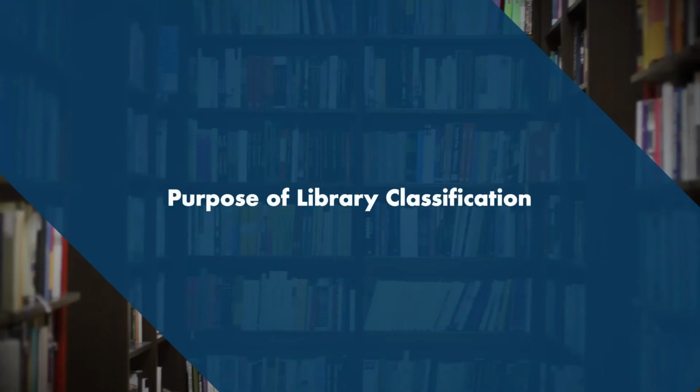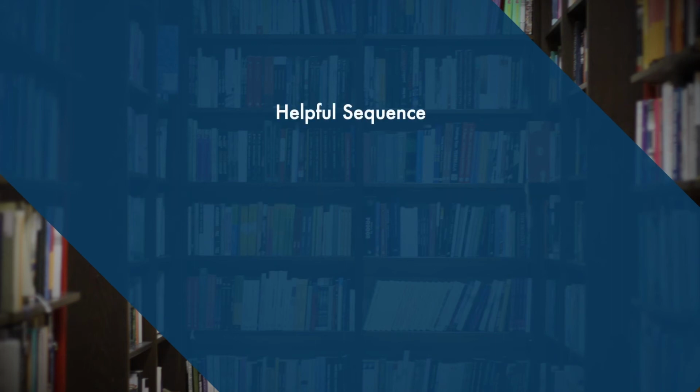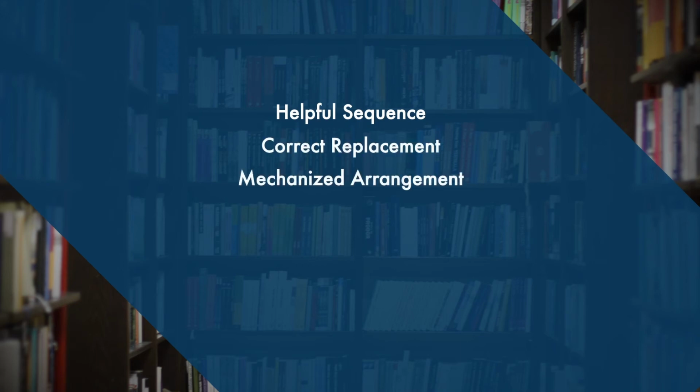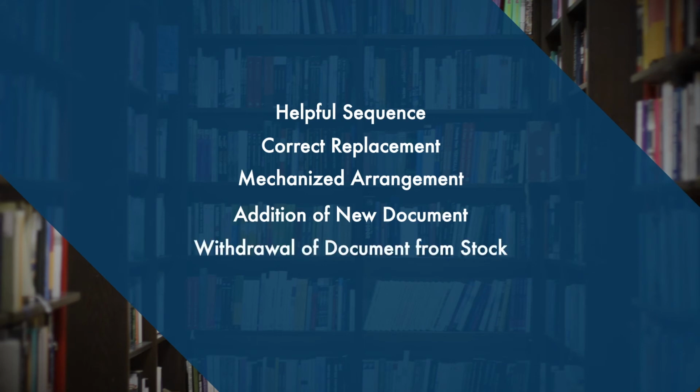Now let's discuss the purpose of library classification. The main purposes of library classification are helpful sequence, correct replacement, mechanized arrangement, addition of new document, withdrawal of document from stock, and book display. Now let's discuss these purposes one by one. The first purpose is helpful sequence.